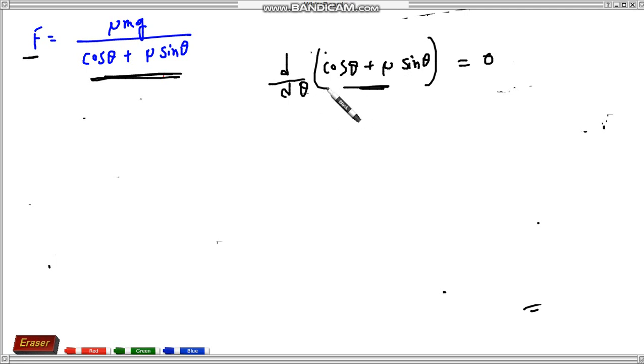This d by d theta of cos theta plus mu sin theta equal to 0 will tell you for what value of theta this cos theta plus mu sin theta is maximum, and for that value of theta, as cos theta plus mu sin theta is maximum, f will be minimum. So what will be the derivative of this cos theta plus mu sin theta? We know the derivative of cos theta is minus sin theta.